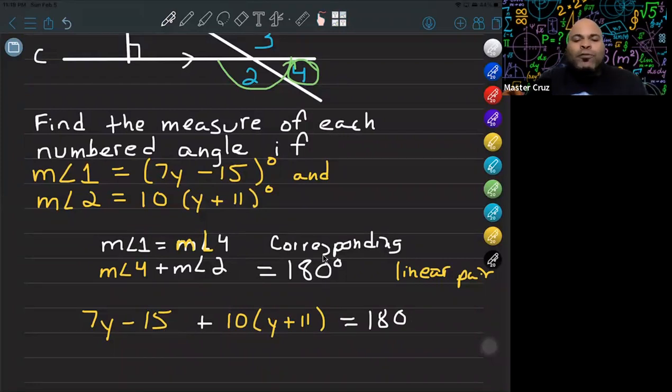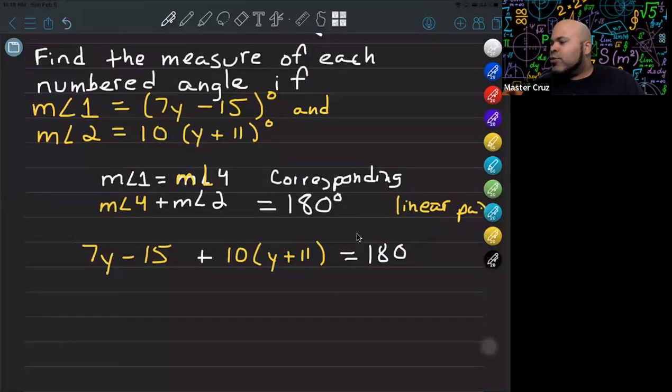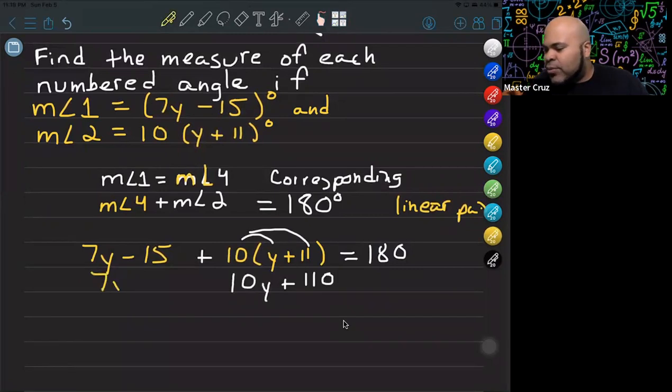Now I need to solve for y. Everything I'm going to do now is algebra. The first thing we do when we have parentheses is distribute, so 10 times y is 10y plus 10 times 11. Every time you multiply by 10, you just add a 0 at the end, so this is 110. I bring down the 7y, I didn't do anything with that this step, minus 15, there's a plus sign, and all this equals 180.